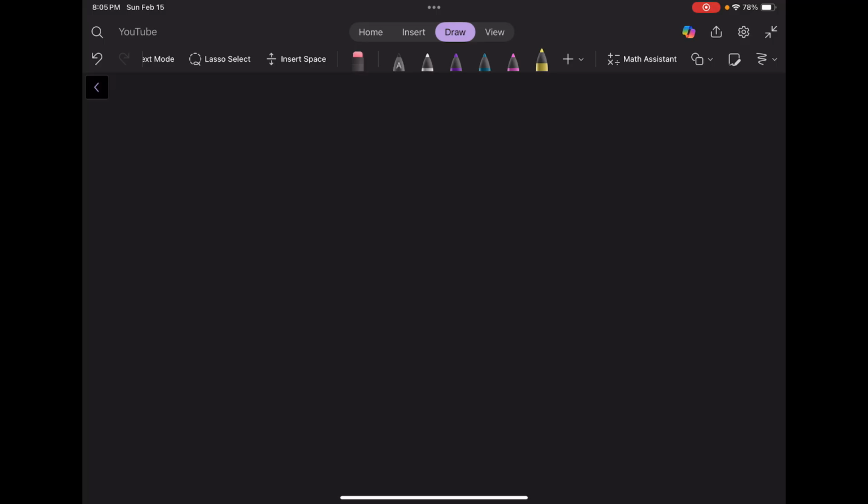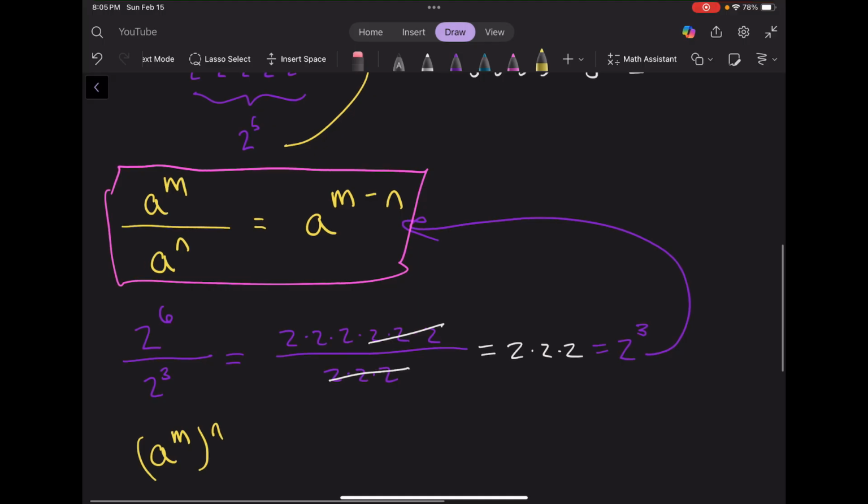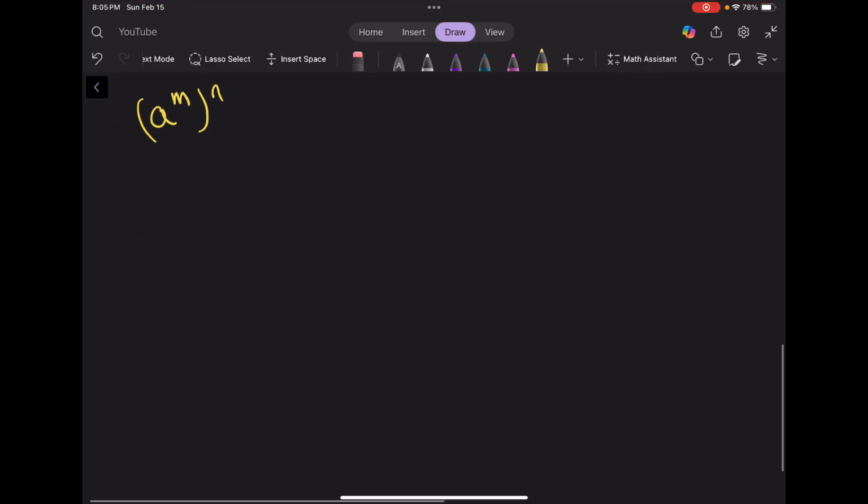Our next rule is if we have a to the m, to the n. Oh, also, these have to be the same base. That is very important. Okay, a to the m to the nth power.